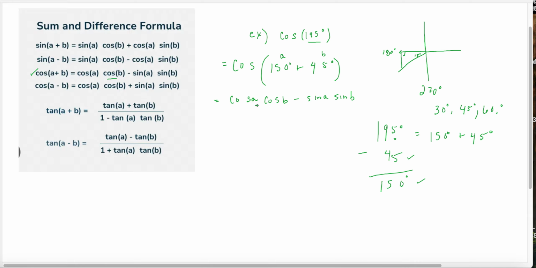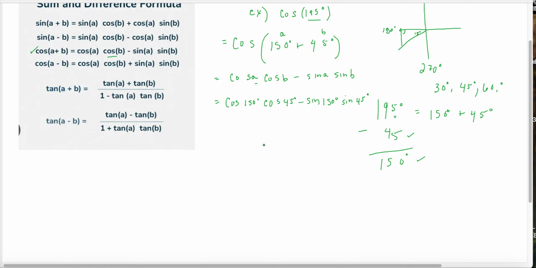Now let's make those substitutions for our A's and our B's. So this will be cosine of 150 degrees, times cosine of 45 degrees, minus sine of 150 degrees times sine of 45 degrees. Okay, so we can find the exact values of these.